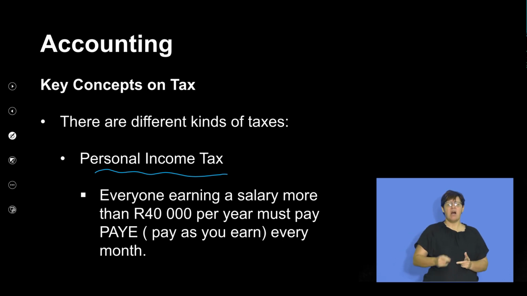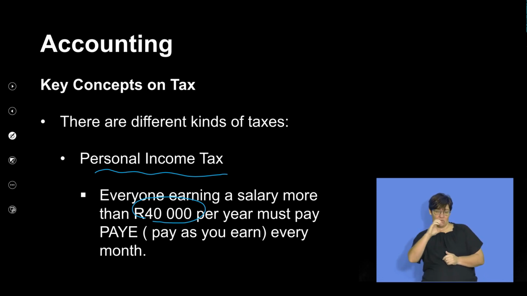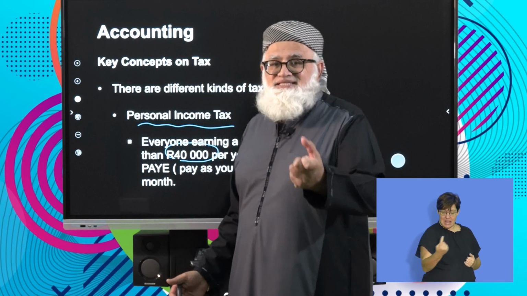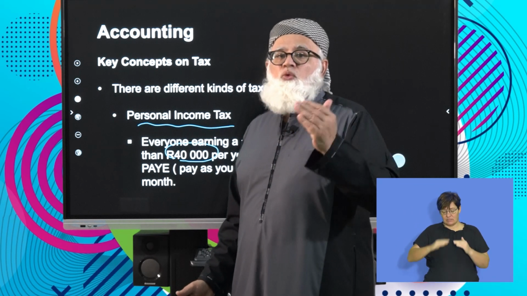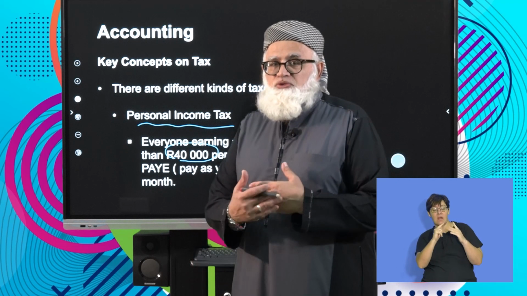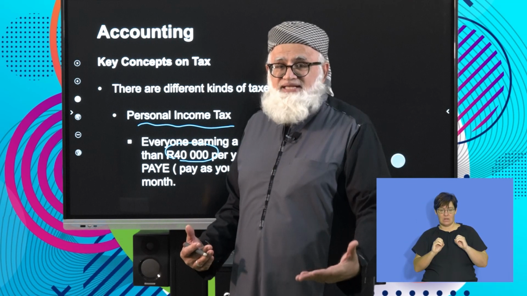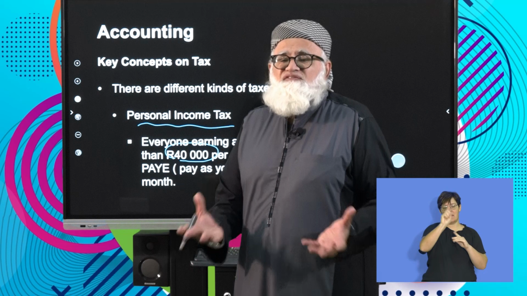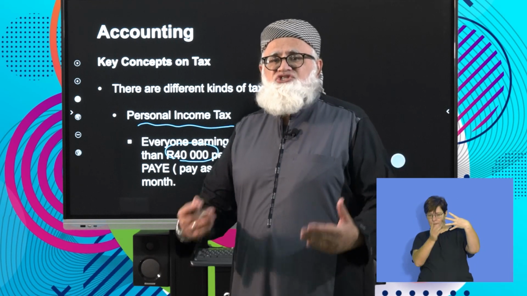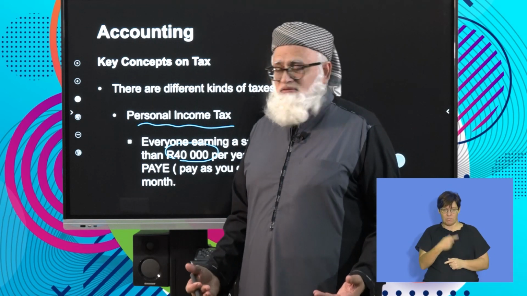Everyone that earns a salary of more than 40,000 per year, obviously this figure is adjusted from time to time. You're not expected to know that figure. What you're expected to know is that every person who earns a salary, obviously the amount will determine, which is determined at government level, what is the minimum amount before you start paying the taxes. If you need that figure, you actually go into the tax tables and you will find it. And like I say, it's adjusted on an annual basis, right?